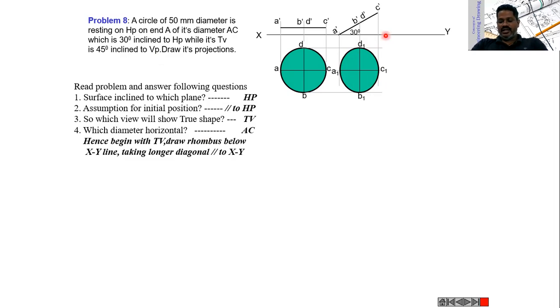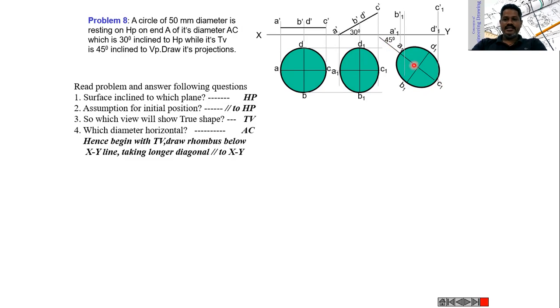So first draw an inclined line at an angle of 45 degrees. Then take a point, and that will become A1. Then take the compass, locate D1, B1, and C1. Then join all those points as a smooth curve to get the circular plane at an angle of 45 degrees with vertical plane.